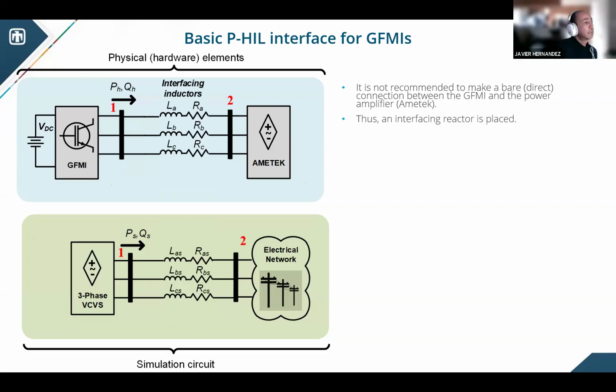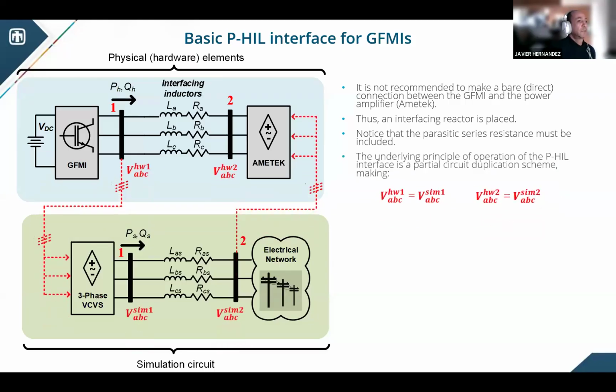And we also have to take into account not only the value of the inductor, but also the parasitic series resistance, if we want to have a good accurate result between the hardware and the simulation results. The underlying principle under this P-HIL interface is that we sense the voltage on the grid forming terminals, and then we feed those sense signals into a voltage controlled voltage source at the simulation level. That way we can guarantee that the voltage at bus 1, either in simulation and at hardware level, is the same. Also, we replicate the interfacing inductor.